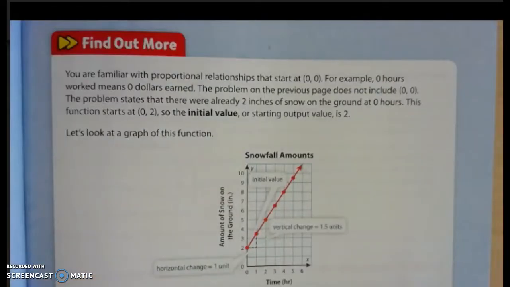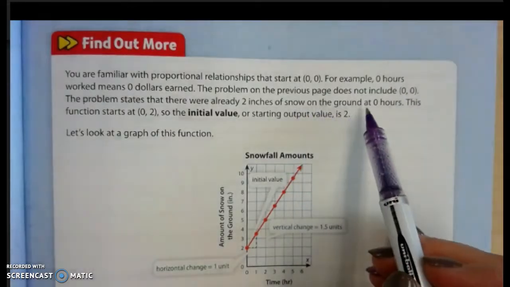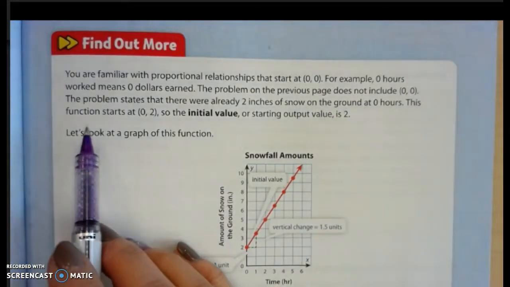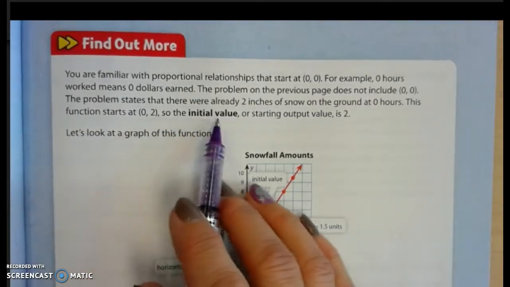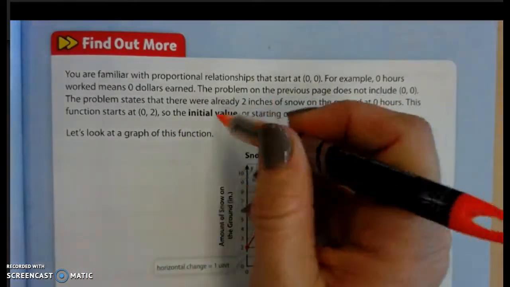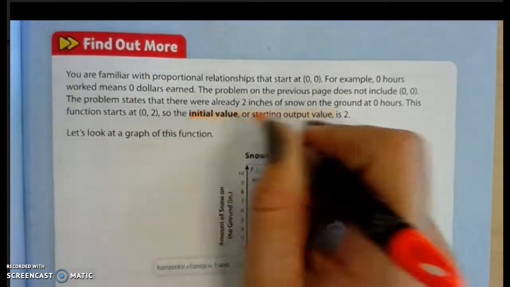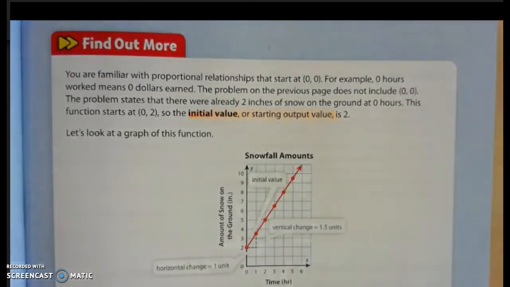Okay, page 59. You are familiar with proportional relationships that start at 0, 0. These are the ones we talked about on the last lesson. For example, 0 hours worked means $0 earned. The problem on the previous page does not include 0, 0. The problem states that there was already 2 inches of snow on the ground at 0 hours. This function starts at 0, 2. So the initial value, or the starting output value, is 2. Now you should have that in your graphic organizer. The initial value is the starting output value. It's what you start with.